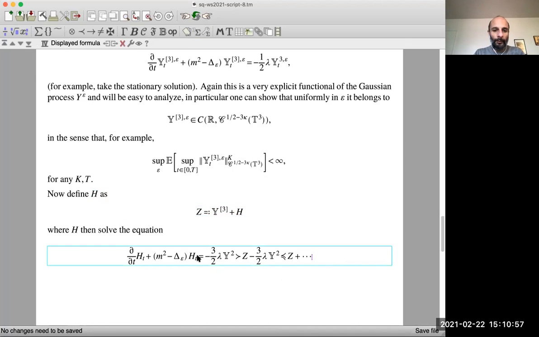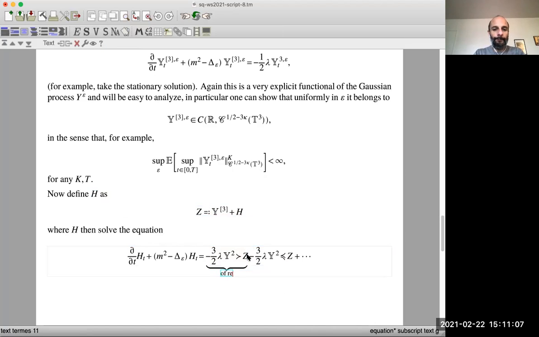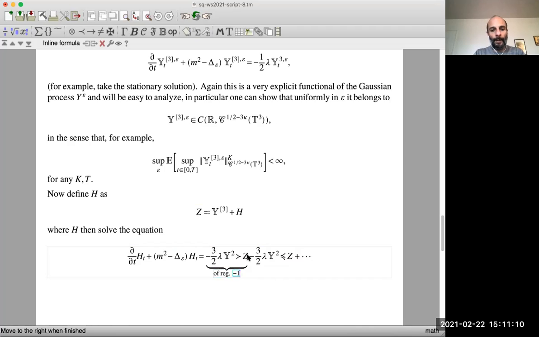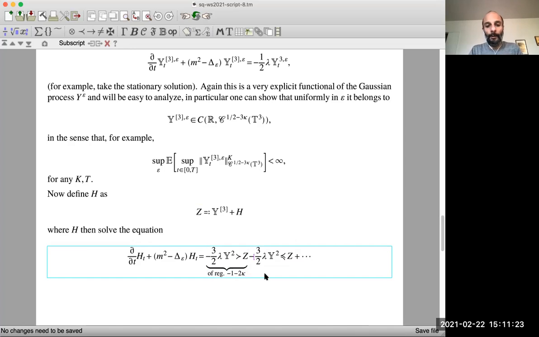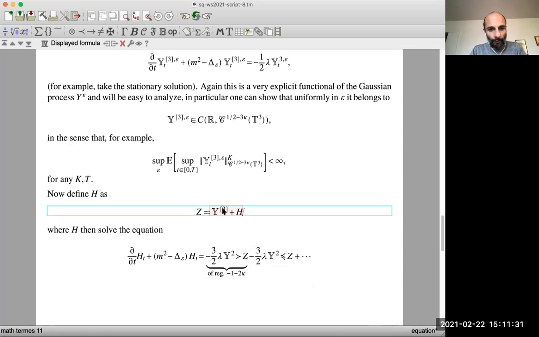So we have a new equation. Now the most irregular term is this one. What is the regularity of this? It is -1 -2 kappa. So it's better than the previous equation, but it's still not very nice somehow, this equation. Now, remember that z you have to imagine that you just write as a function of y and h.